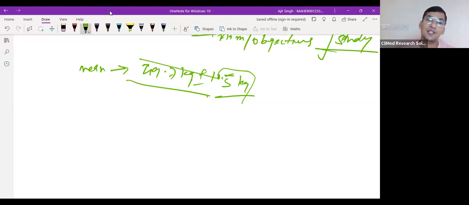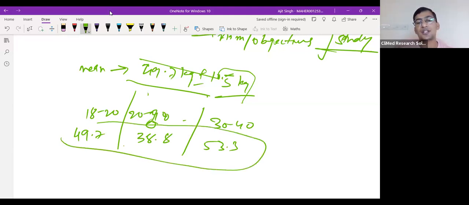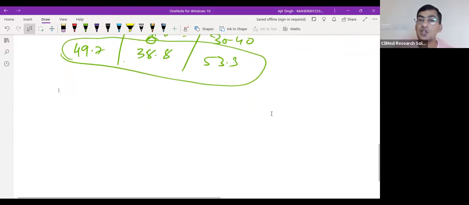Or what I'll do is, if I'm asking for comparisons, like tell me what is the mean weight comparison between 18 to 20, 20 to 30, and then 30 to 40 years of age, you will be telling me that, okay, one is 49.7, one is 38.8, one is 53.3. This is how you are representing the comparison of weight in 3 groups, correct?